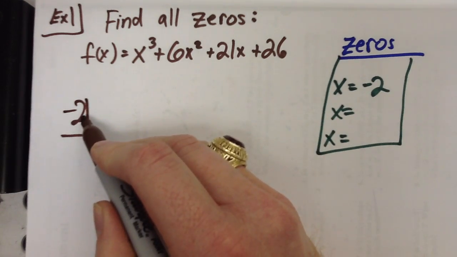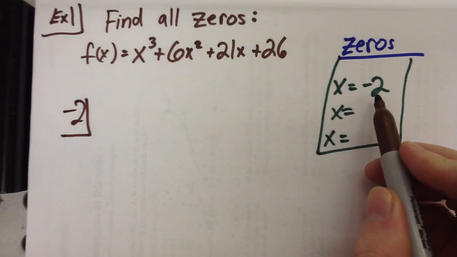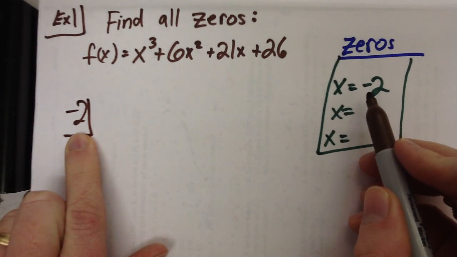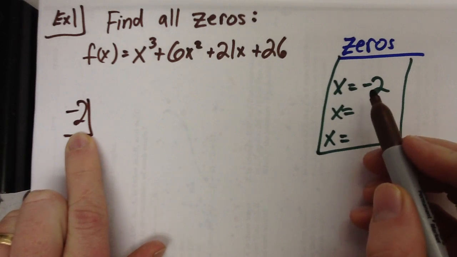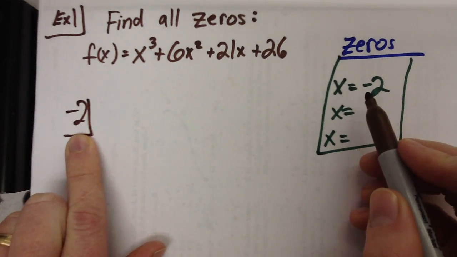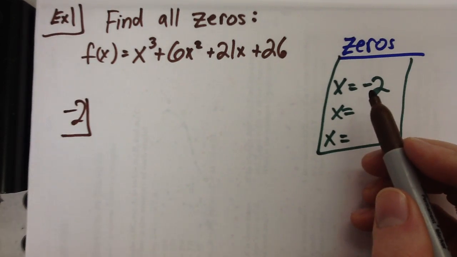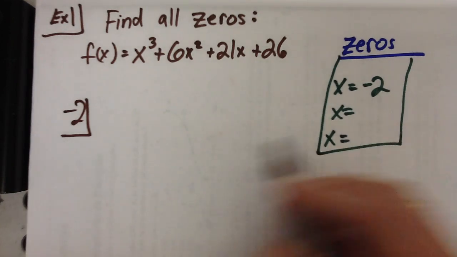So -2 goes in the box. I know that because -2 is the zero here. I also know that x plus 2 is a factor, if somebody had asked me that. That may be a question I ask you on the test. I may tell you to tell me all the factors by looking at a graph. Okay, you should be able to do that.